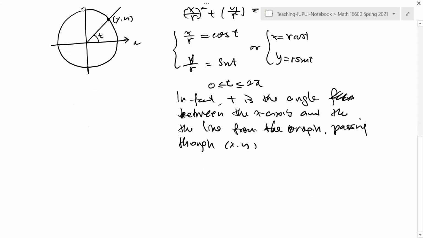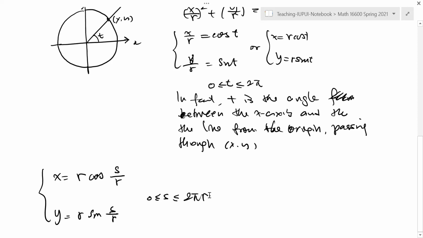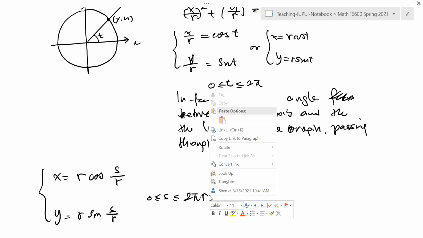Okay. So I can also give you, here's r cosine s divided by r, and y equals r sine s divided by r. Now this time s is between 0 and, in order to get a complete circle, the upper bound for s should be 2 pi r. Because 2 pi r divided by r is 2 pi, right?